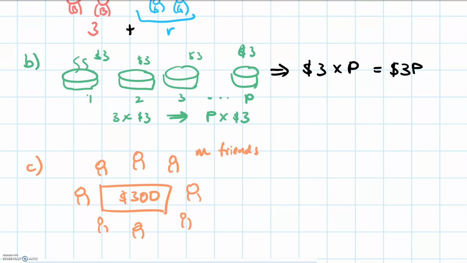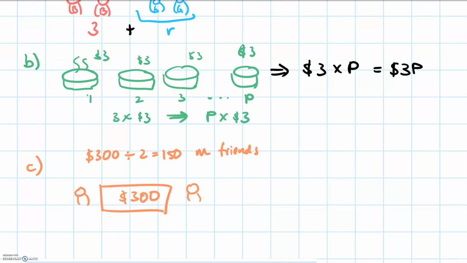Now, if we simplified this to just 2 friends, how much would each person get? Well, if I had 2 friends and I'm splitting it evenly, I would go $300 divided by 2, because I've got 2 friends. That would give me $150 per person.